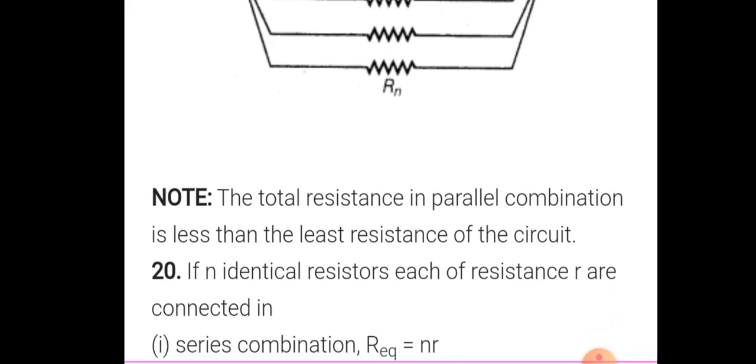If identical resistors, each of resistance R, are connected in the series combination, then R equivalent equals nR.